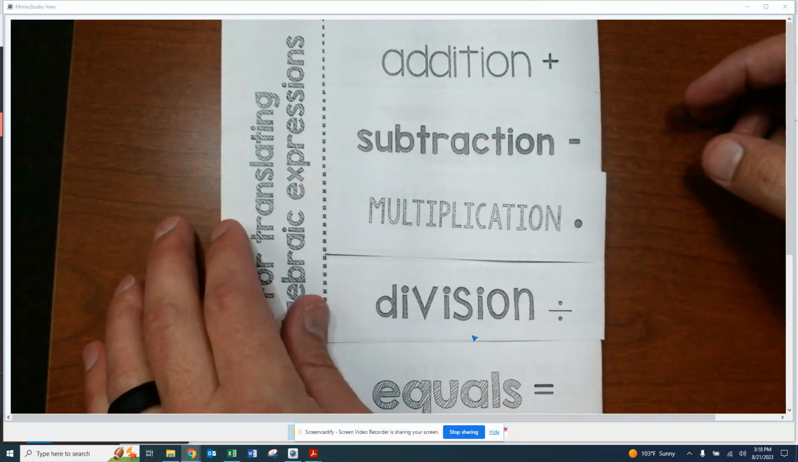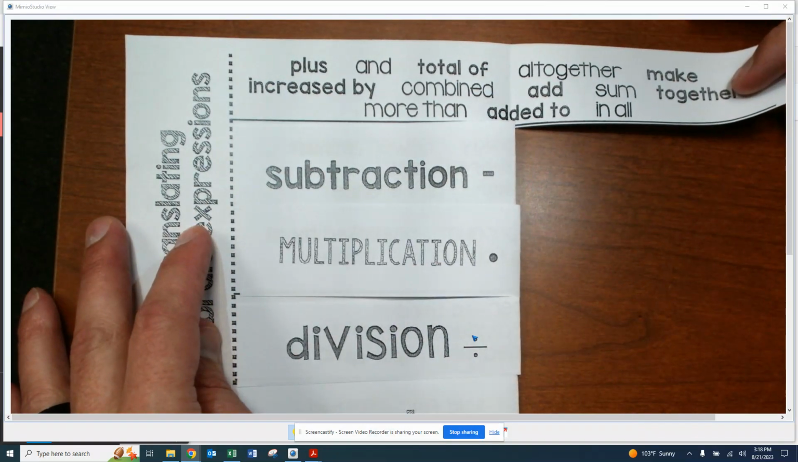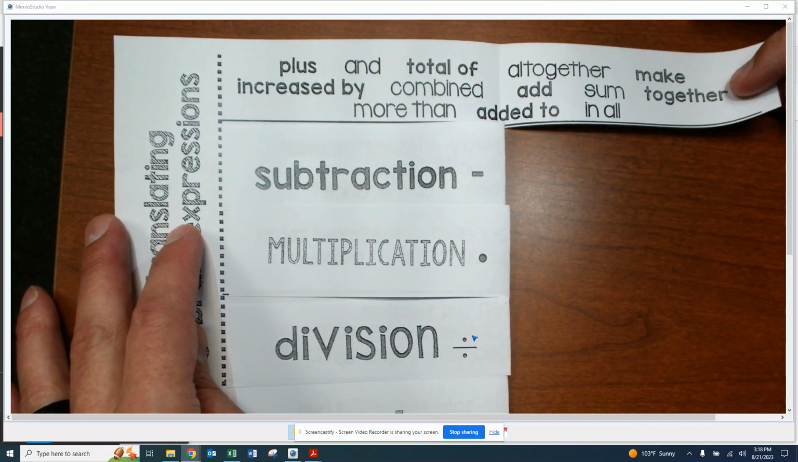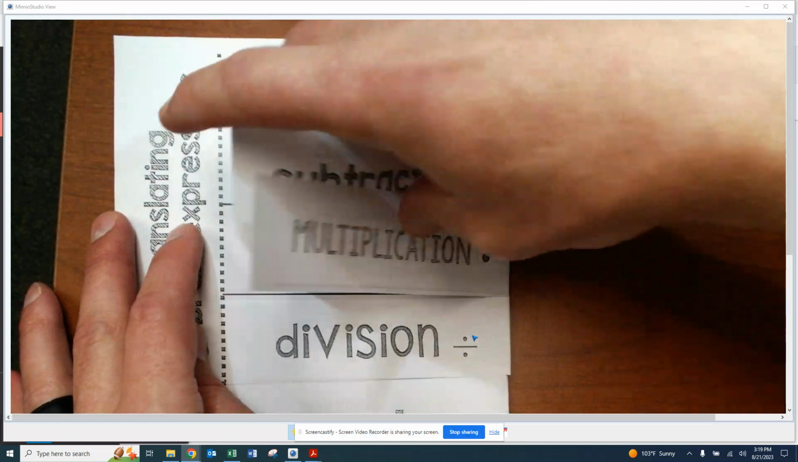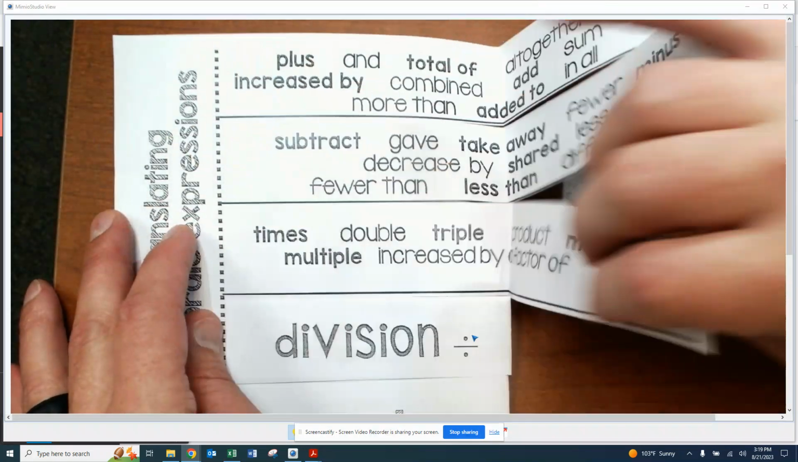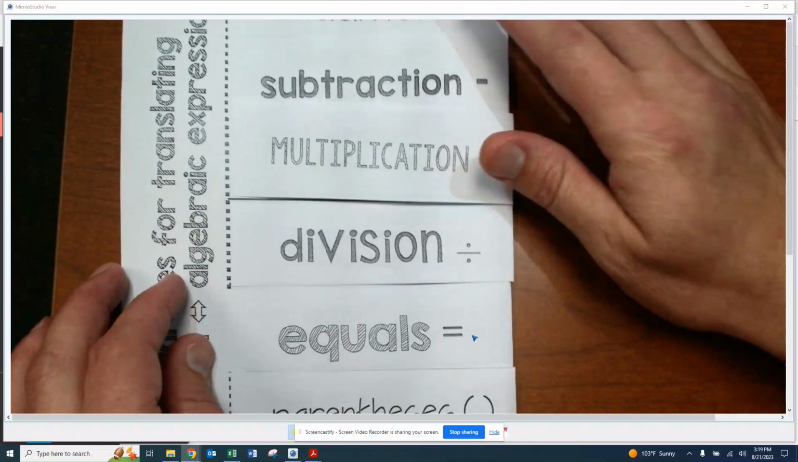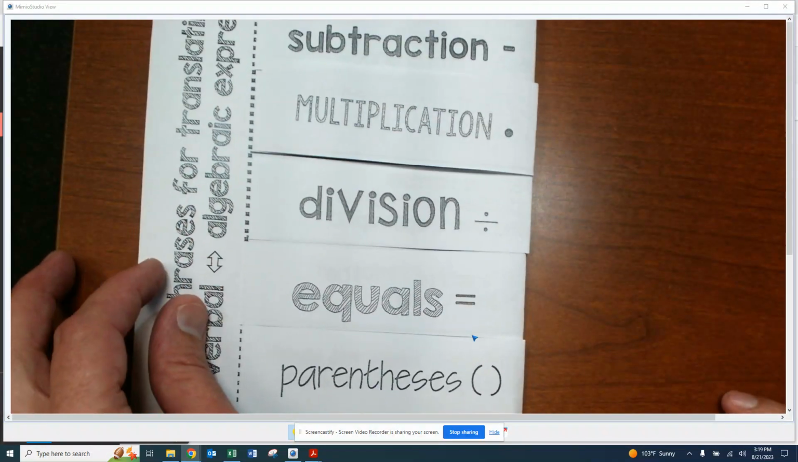So the phrases page should already be pre-cut for you. These are just to go through and identify using these words to identify different operations in word problems. So these are just a couple of notes. You're welcome to come back to this at any point in time. We have addition, subtraction, multiplication, division, equals, and parentheses.